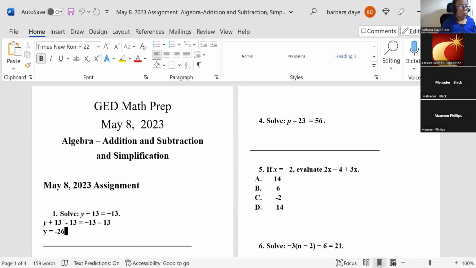Okay. So that means you've got to do your inverse operation to your plus, and that's minus. The inverse of addition is subtraction. So you subtract the 13 from both sides. Minus 13 gives minus 26. Is that clear, Mercedes? Yes, Miss Barbara.